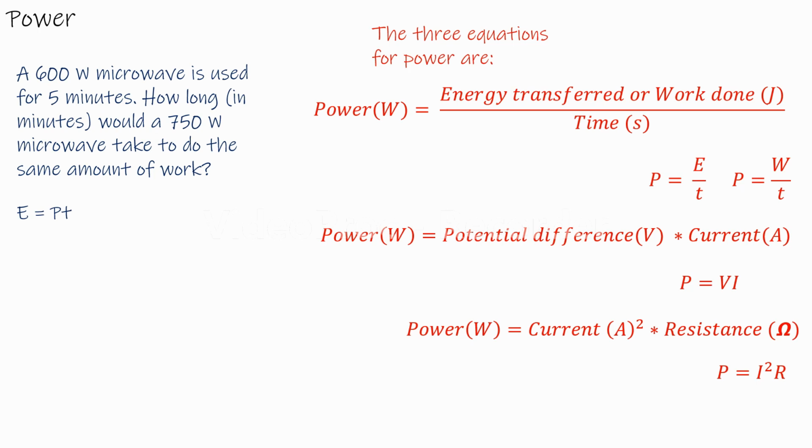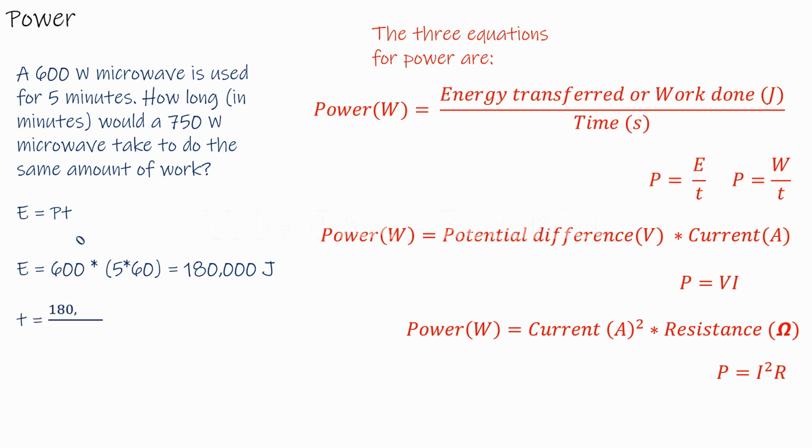So first of all, we are going to use E equals PT, which is just P equals E over T rearranged. From here we can say that our energy, or the work done, which is what we're looking for, is going to be 600 times 5 times 60. The reason 5 has been times by 60 here is because we need time in seconds, and time is given to us in minutes. What we're doing here is working out the energy transferred by our 600 watt microwave.